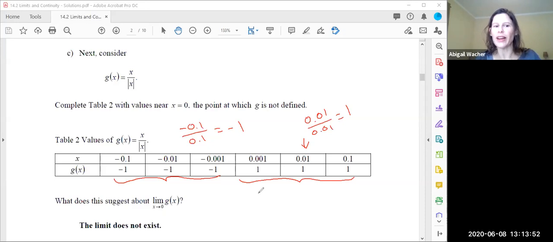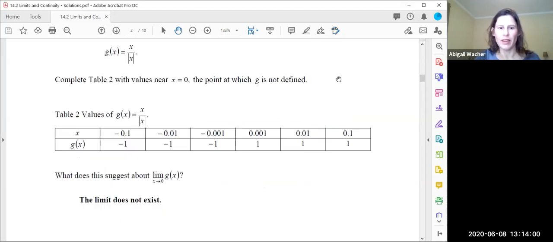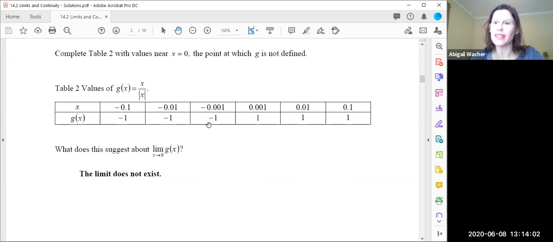And we already know that at x equals 0, we don't have continuity. So what does that mean as far as limits go? Okay, well, that means that the limit does not exist, because from the left-hand side, we have a different limit than we get from the right-hand side. And so that's basically all we're saying here is the limit does not exist.